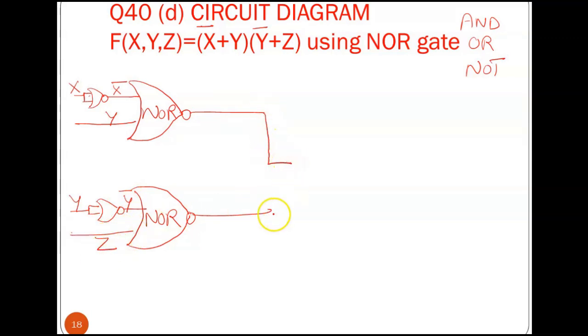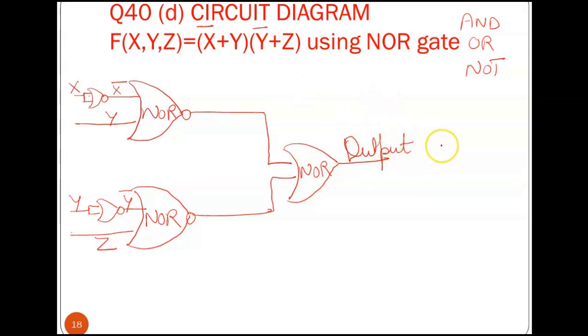Now you can join them together, and again you have to use one NOR gate, and you are done. NOR, and this is the final output. Okay, you can write f(x, y, z) or this expression, anything is fine. I'm just going with the output because this is the final one. So we are done with this fourth part also, 40D.